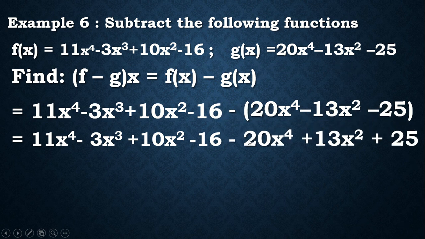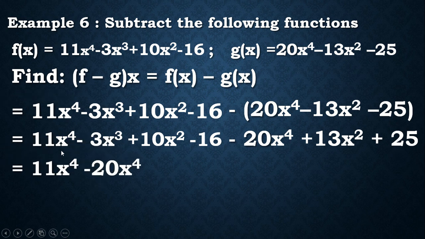Negative times positive will always be negative. Negative times 20x to the fourth is negative 20x to the fourth. Negative times negative 13x squared is positive 13x squared. Negative times negative 25 is positive 25. Then we have to combine like terms.